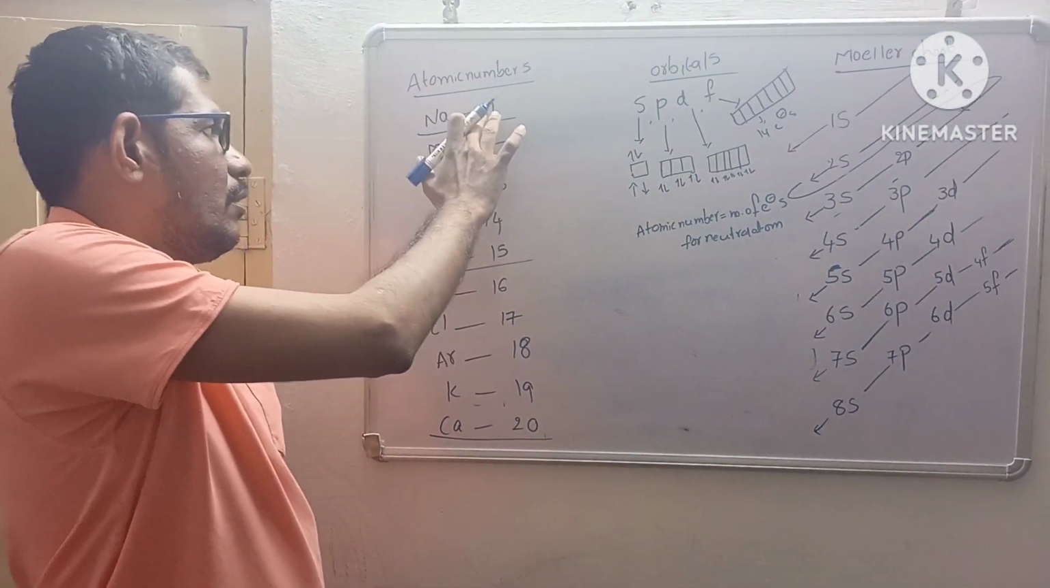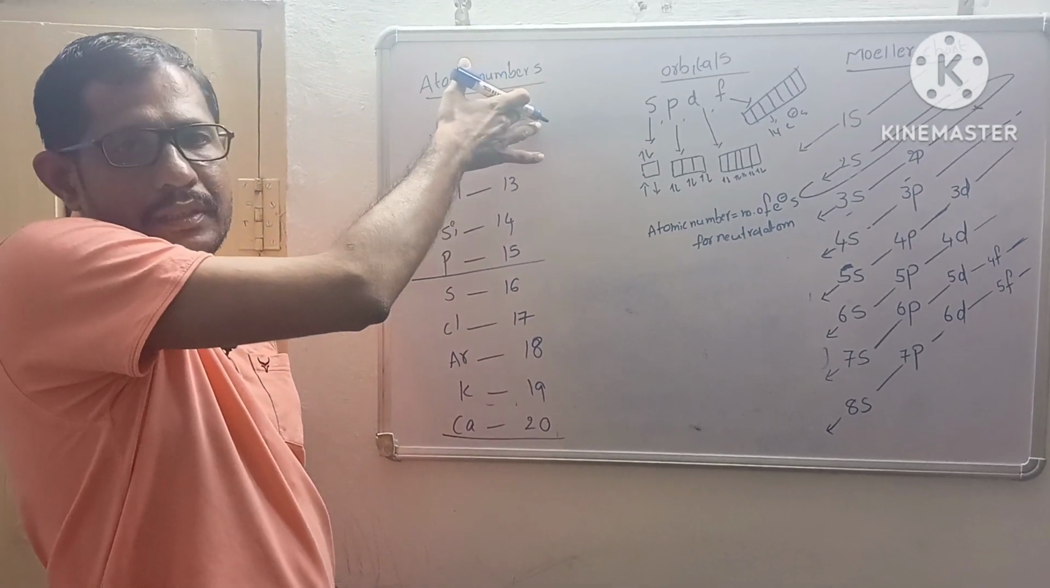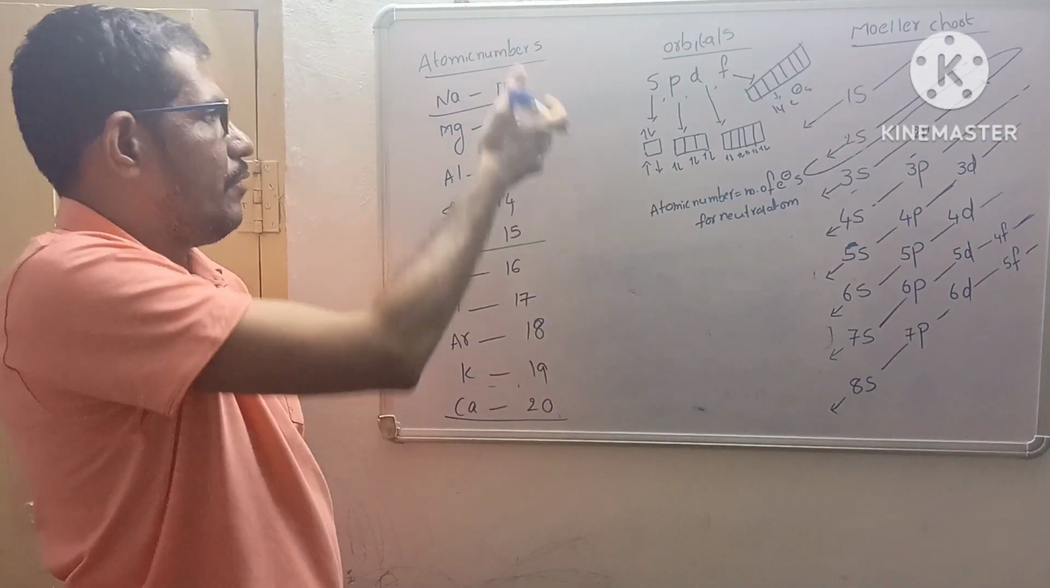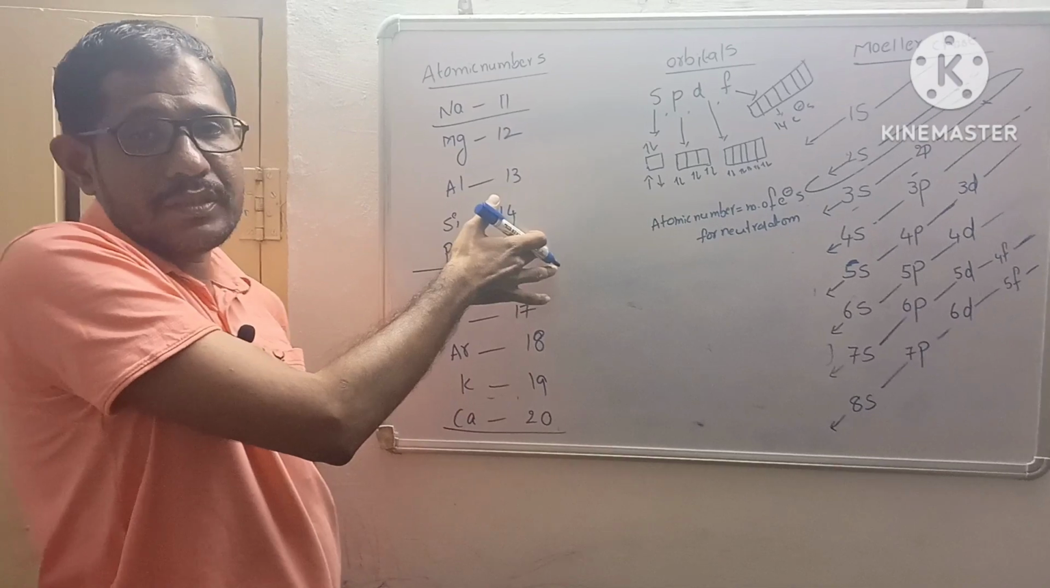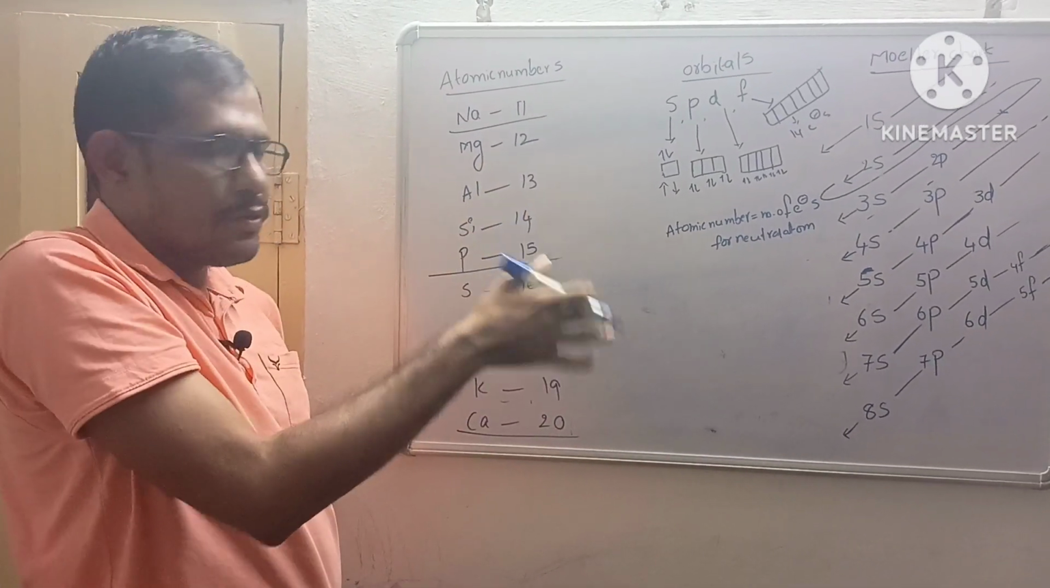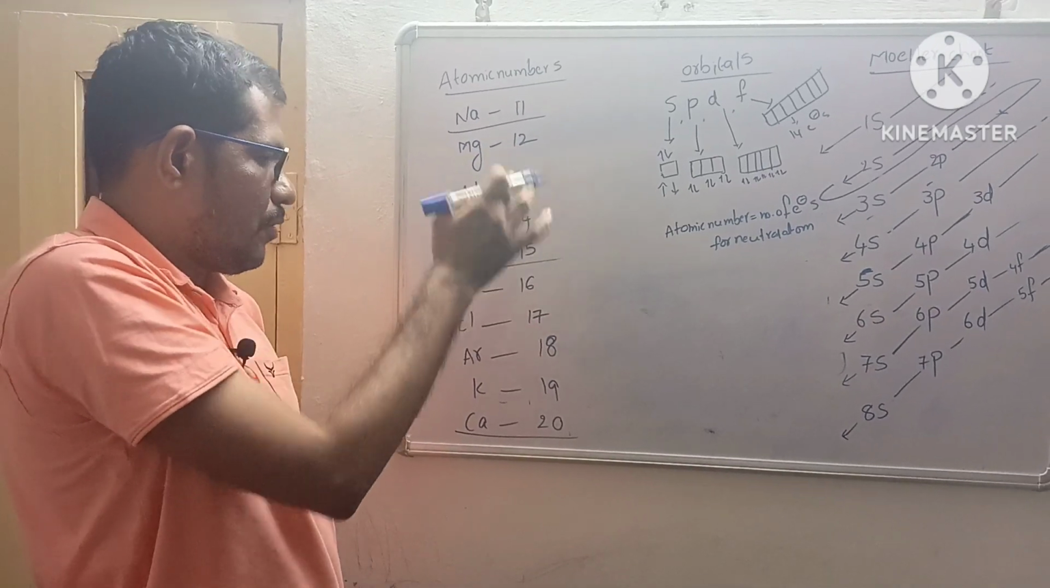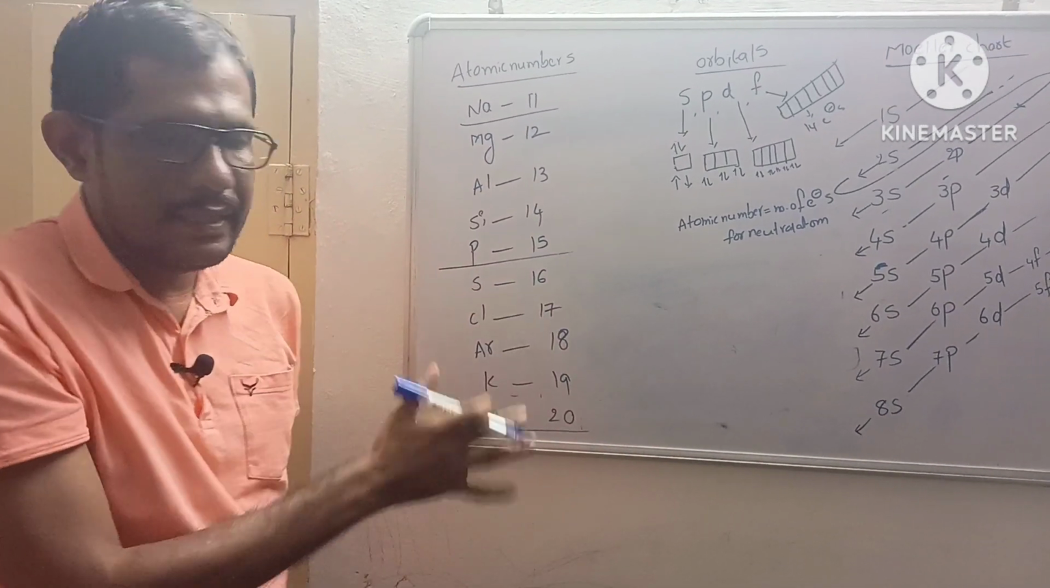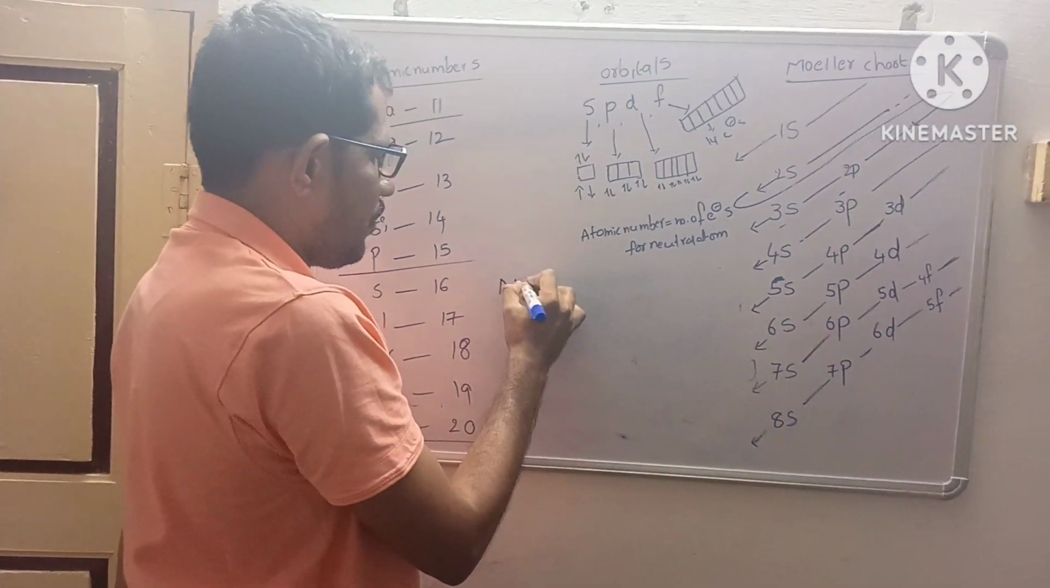So now I will write the electronic configuration for the elements 11 to 20. I will write the 11th, then phosphorus, then calcium. So you students please practice 12, 13, 14, 16, 17, 18 and 19. Right now I will write the electronic configuration for sodium.